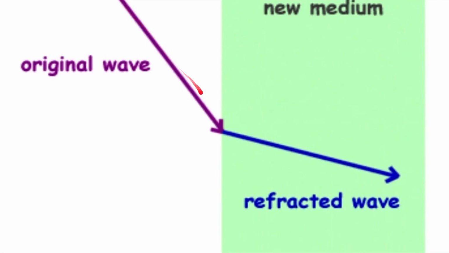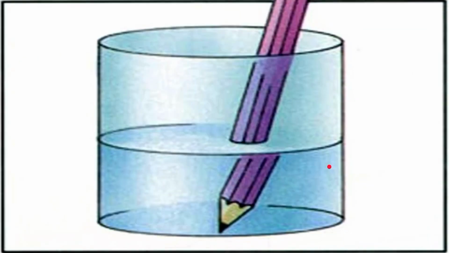So when light goes from air to water, it becomes a refracted wave. That means it's not going straight. You might think, why isn't it going like this? Instead, why is it going like this? The reason is, when it goes from one medium to another, it gets a bit changed from its position. So instead of being like this, it would be like this, right?